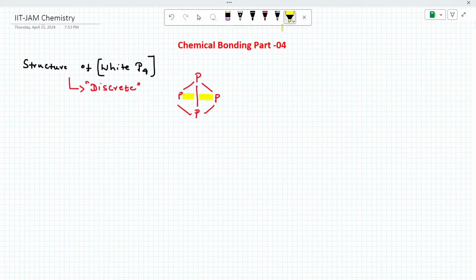Now, do you know how many sigma bonds there are? 1 sigma, 2 sigma, 3 sigma, 4 sigma, 5 sigma, 6 sigma. The total number of sigma bonds is equal to 6.